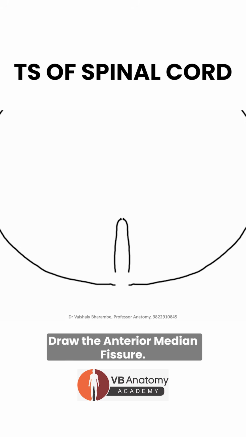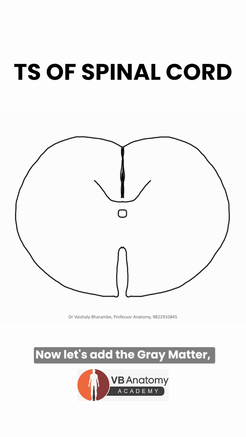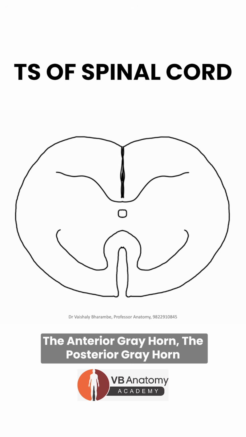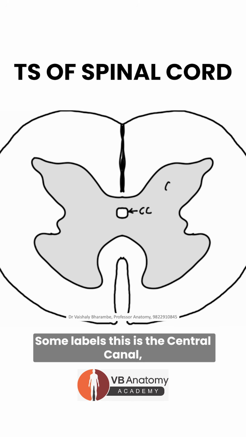Draw the anterior median fissure, draw the central canal, posterior median septum. Now let's add the grey matter, the anterior grey horn, the posterior grey horn and the lateral grey horn. Some labels: this is the central canal, the grey matter and the white matter.